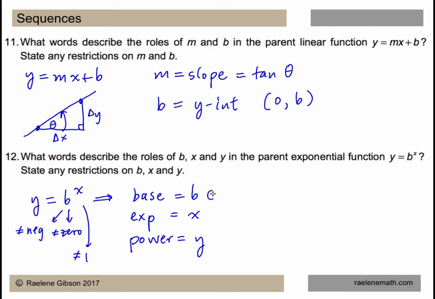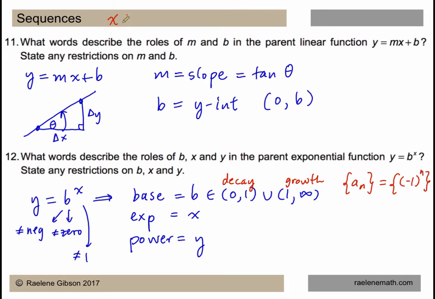So the base values can be contained from 0 to 1, union from 1 to infinity. And in fact, this gives us decay from 0 to 1, or a base value from 1 to infinity gives us growth. But we just saw an example of a sequence a_n that allowed for a base to be negative. So we're starting to see that the fact that x is contained in the reals, but n is contained in the natural numbers, or at least the integers, is changing the characteristics of the graphs, and not all sequence graphs can be represented by a continuous function.